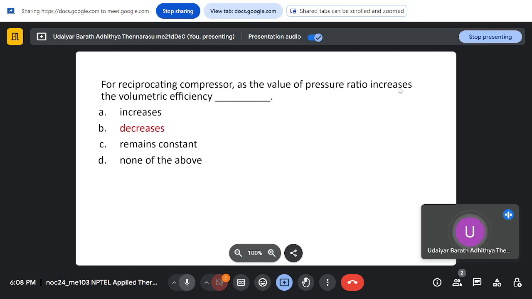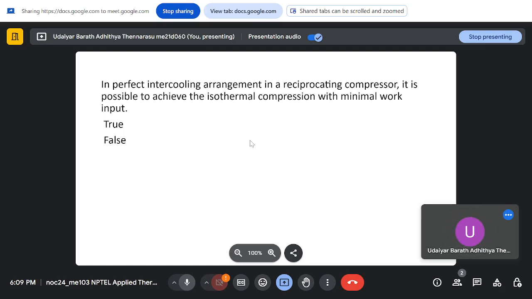If your pressure ratio increases, as I told, the length the piston has to travel for the suction valve to open will increase. That increase will effectively reduce the volume available for suction to happen, or for the new fluid to come in. So that will reduce your volumetric efficiency. So the answer is option B, decreases.